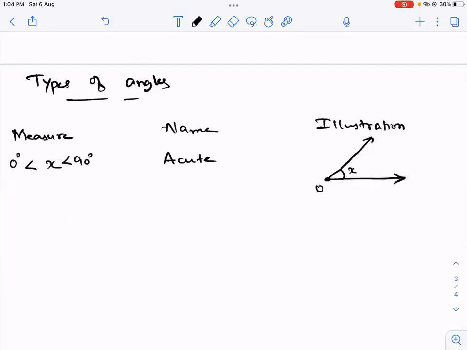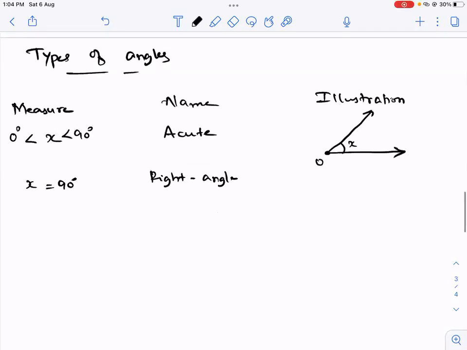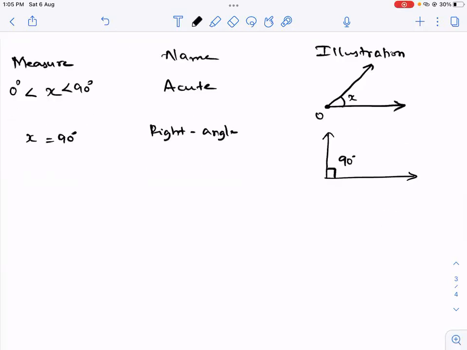Next is, if the value of x is exactly 90 degree, what do you call that angle as? It's a hyphenated word. You call it as right angle. So what is right angle? Exactly, if one of the rays is making an angle of 90 degrees. So how is the right angle represented with a box? Right? And you write that as 90 degrees.